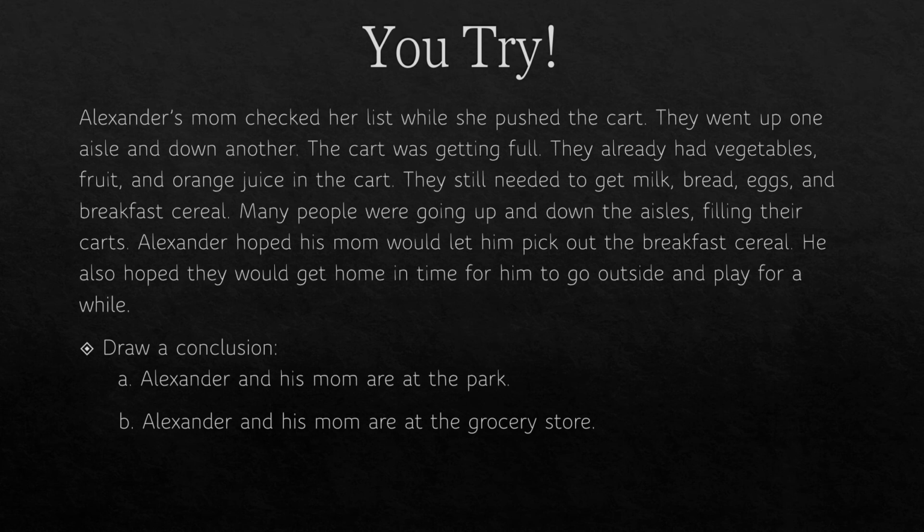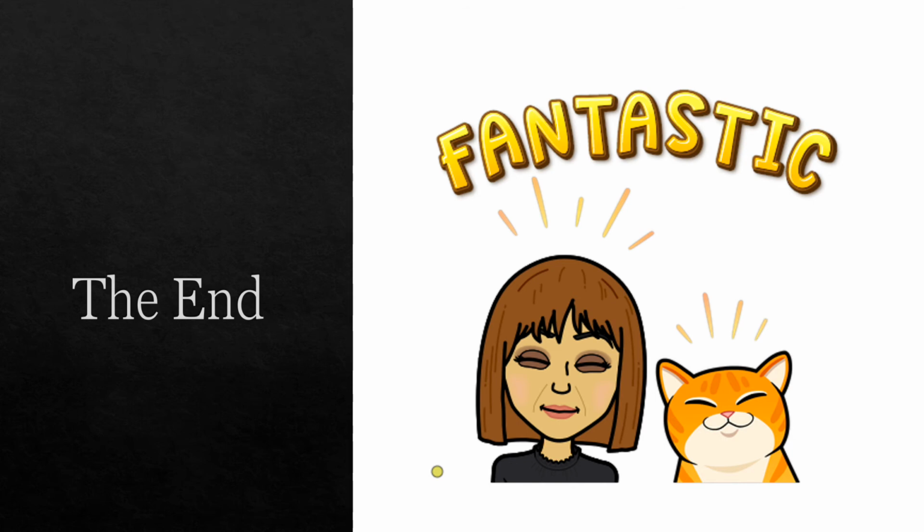Okay. If you said B, Alexander and his mom are at the grocery store, you are correct. You just drew a conclusion. It was never mentioned in the story directly that they were at the grocery store. You used the details or clues in this story and your prior knowledge to draw a conclusion. Excellent job. And this concludes the lesson.